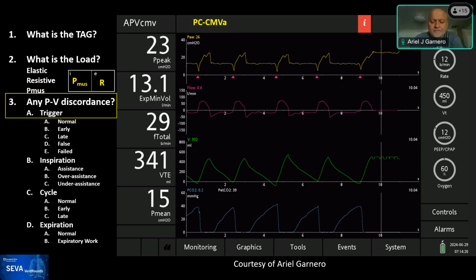Yep. Okay, so let's look at our patient ventilator discordance situation. Looking first at the trigger event. Is it normal, early, late, false, or failed? Looks late. Okay. Sal is saying it looks late. Do we have any other observations? Nope, that's the only one so far. Megan says normal.